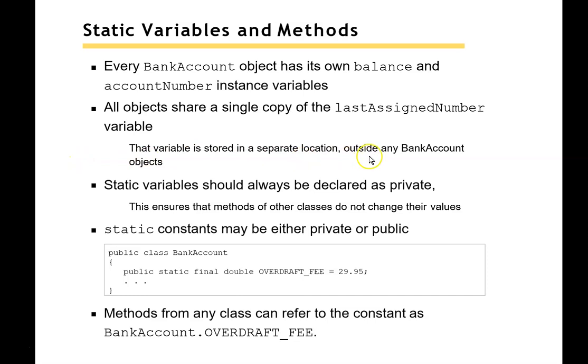It's stored in a separate location outside of any bank account objects. It's associated with the bank account class. Static variables should always be declared as private, and methods of other classes should not change them. Static constants may be either private or public. Methods from any class can refer to the constants as BankAccount.OVERDRAFT_FEE.